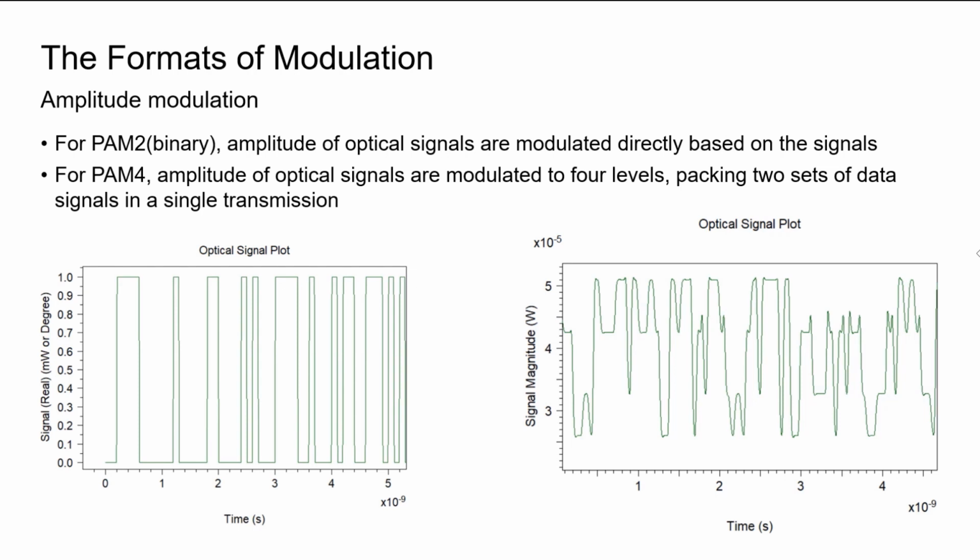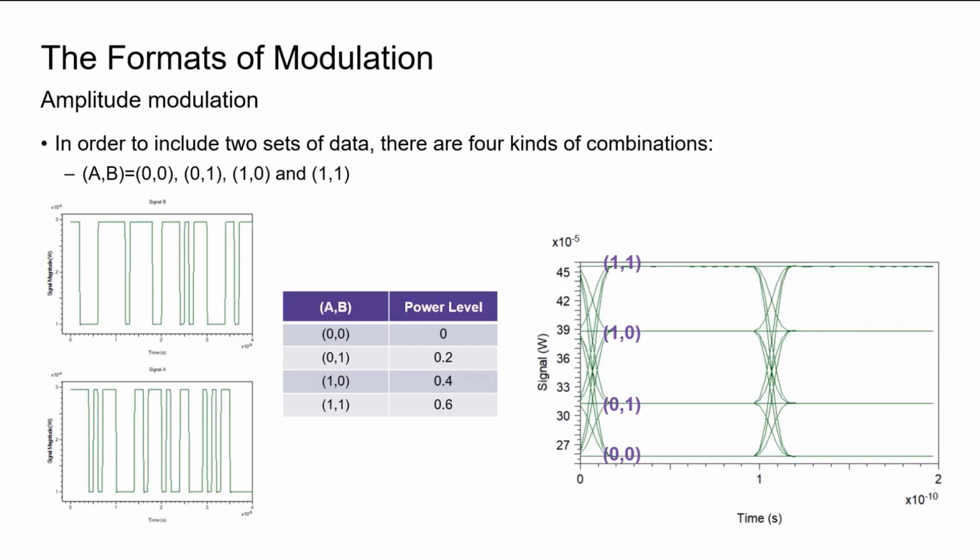So we are able to pack two sets of data signal in one single transmission. On the right hand side here, this is the PAM2, the binary signal for optical signal. And on the left hand side, this is what we call the PAM4 optical signal. We have 4 level optical signal in this system. So in order to include two sets of data, we have 4 kinds of combinations in this transmission.